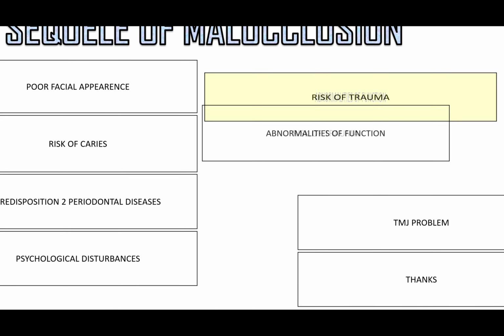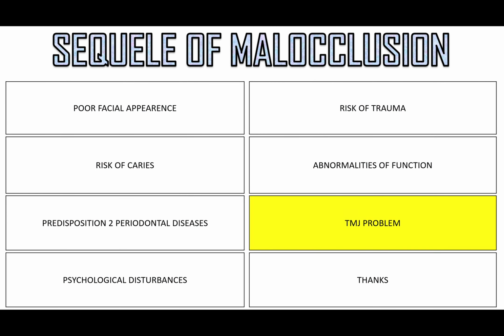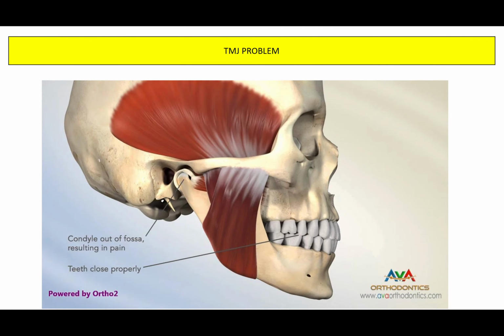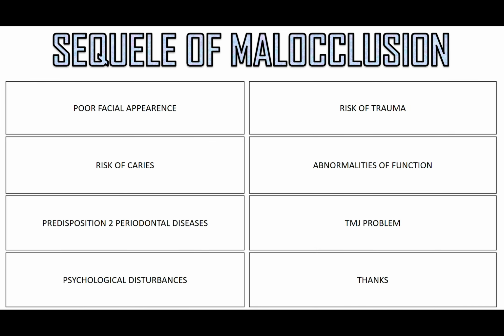The next category of malocclusion is TMJ problems. Malocclusion associated with occlusal prematurities and deep bites is believed to cause TMJ problems such as pain and dysfunction. So we can say that the most important malocclusion problems that cause TMJ problems are, first, occlusal prematurities, and second, deep bite. These are the two malocclusion problems that increase the load on the temporomandibular joint and thus increase the risk of TMJ problems associated with malocclusion. So this was all about the sequelae of malocclusion.